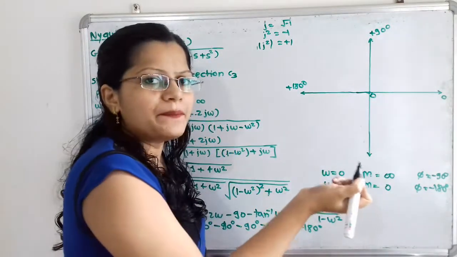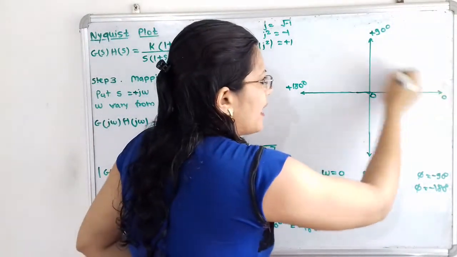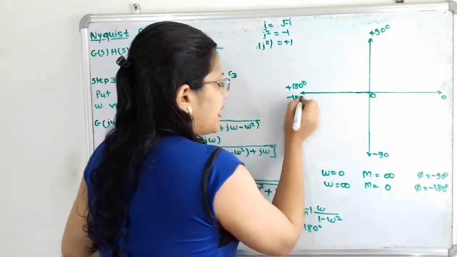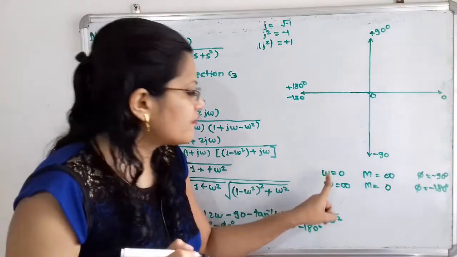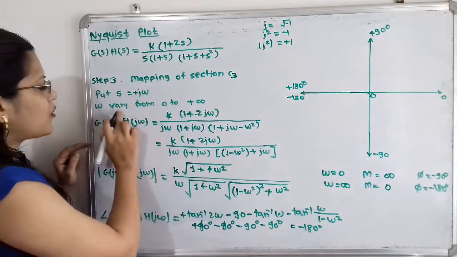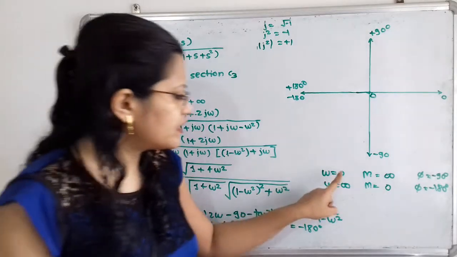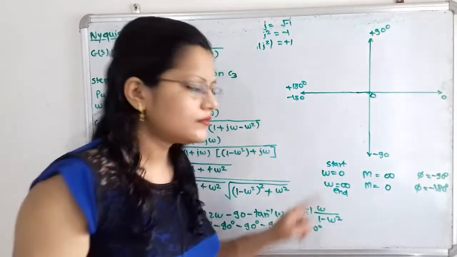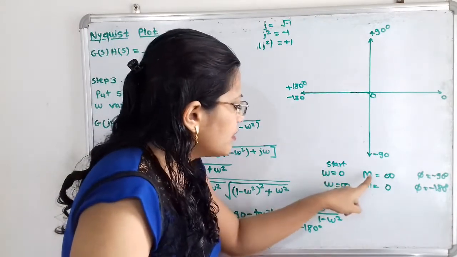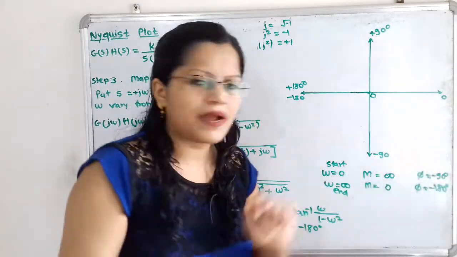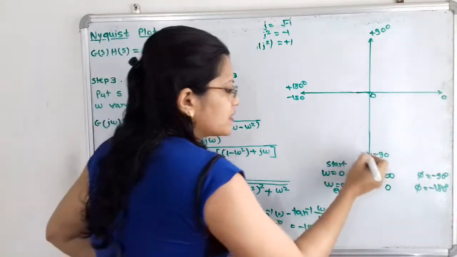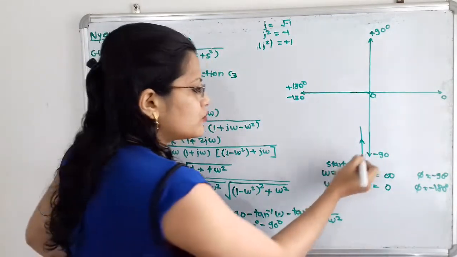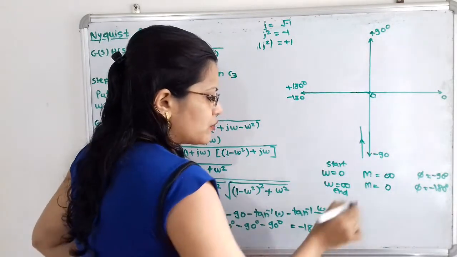So how to plot the negative angles? We have to move in the reverse direction: 0, minus 90, minus 180 and so on. Now here if we observe, omega varies from 0 to infinity, that is, this is the start point and this is the end point. For this start point, magnitude is infinity, angle is minus 90. So I will draw along this minus 90 degree angle, here is the infinity line. This is the starting point, so I will show the arrow in the upward direction.